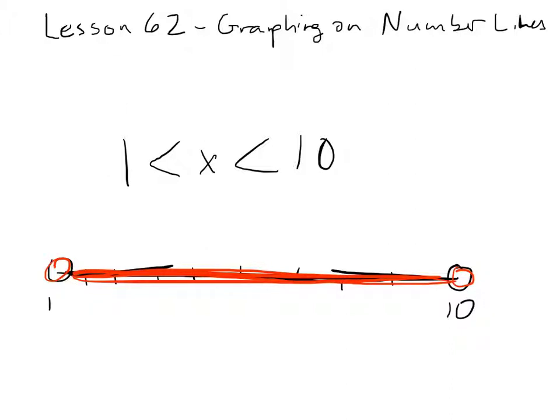Whereas if I wanted to include 10, it could be greater than or equal to 10. If I added that symbol there, then over here by 10 I would have to color in the circle so that it was included. So just remember that. If it's colored in, it's included. And if it's not colored in, it's excluded. It's left out. Okay.